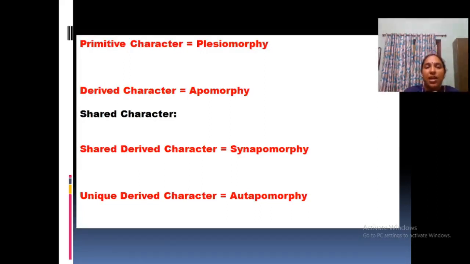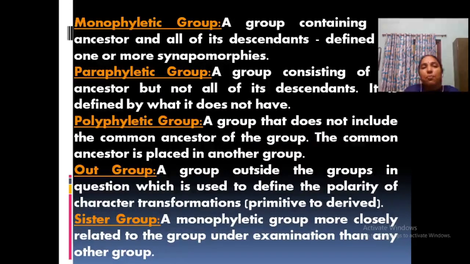Then some are shared characters. Shared derived characters are shared among individuals or groups, that is synapomorphy. Some have unique derived characters that are not shared and occur only in a particular group. That is a unique derived character, that is autapomorphy. So, synapomorphy and autapomorphy. Synapomorphy is a derived character that is shared. The other one is not a shared character. Clear? Now, other important terms are monophyly, paraphyly, polyphyly, outgroup and sister group.